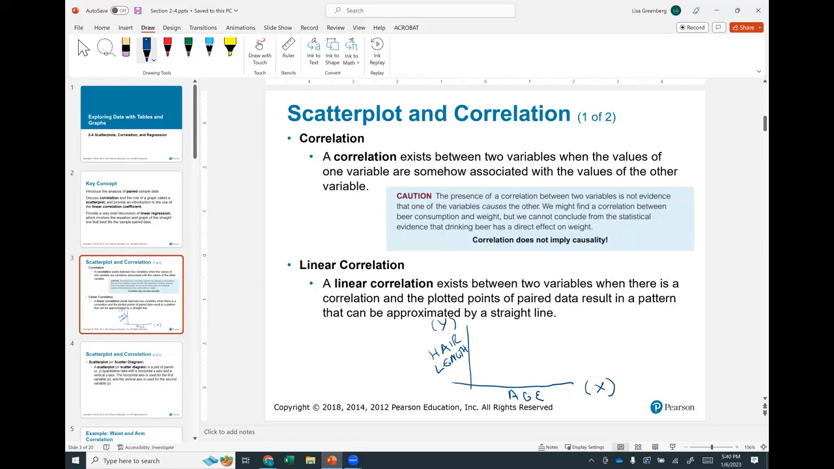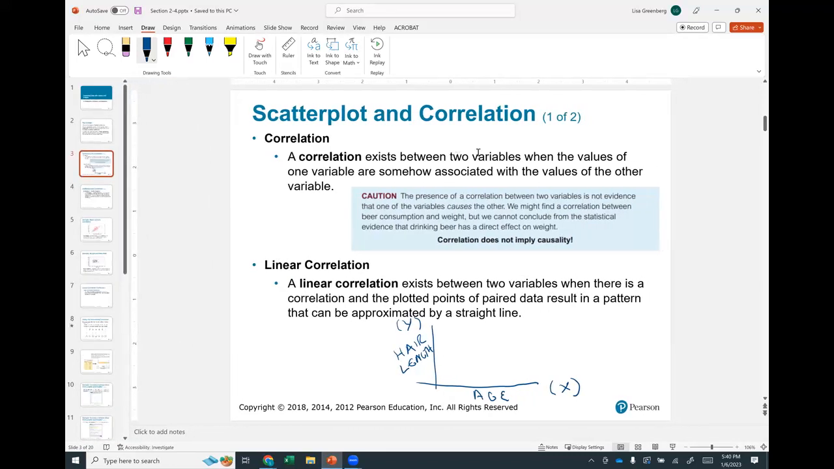So we're trying to find if a correlation exists between two variables when the values of one variable are somehow associated with the values of the other variable. So are they associated? We don't know. So here's one thing to be cautious about. The presence of a correlation.